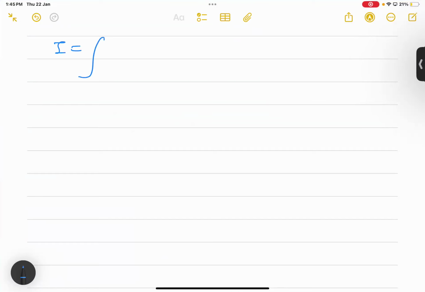Integration, 0 to pi by 2, sine 2x log tan x dx. Log tan x dx. Okay. So this is the first problem.